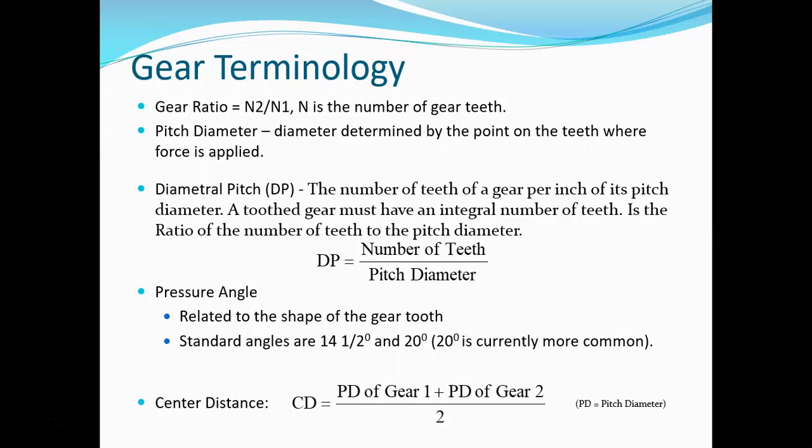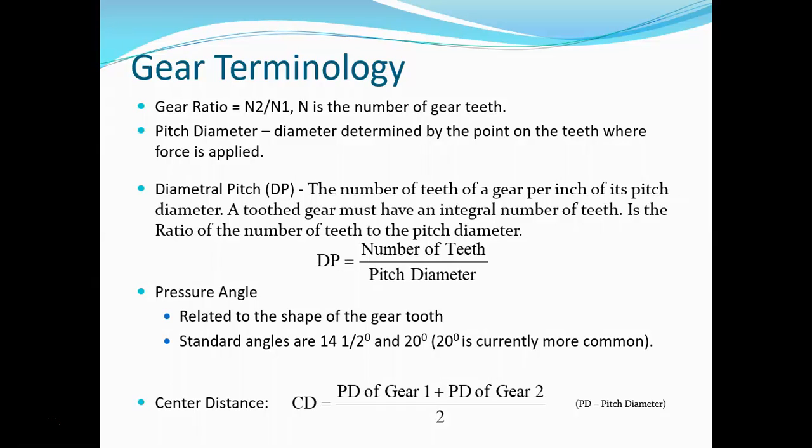Pressure angle, I talked about that in the previous slide. Your standard angles are 14.5 and 20 degrees. Those cannot be interchanged. Think about our thread systems from a couple classes back. You've got fine threads and coarse threads. They do not interchange, so you've got to have the same thread makeup. In this case, you've got to have the same angle makeup on your gears.